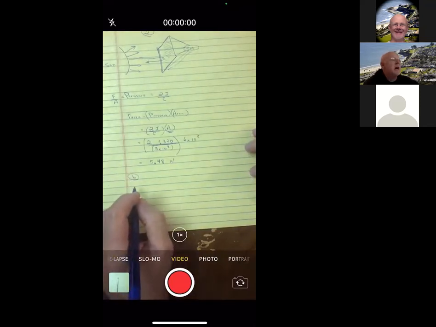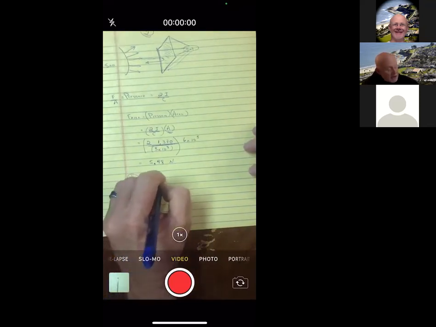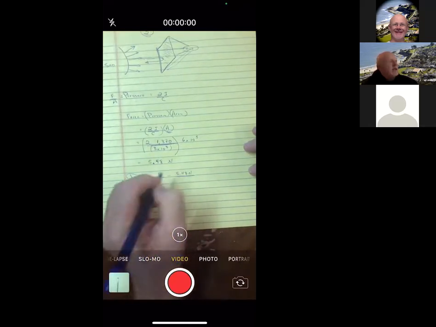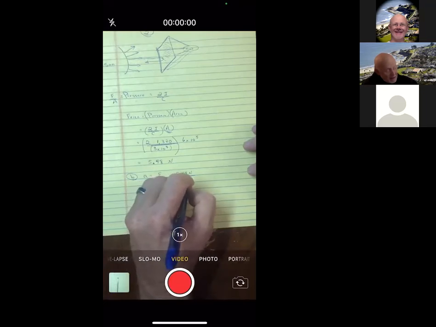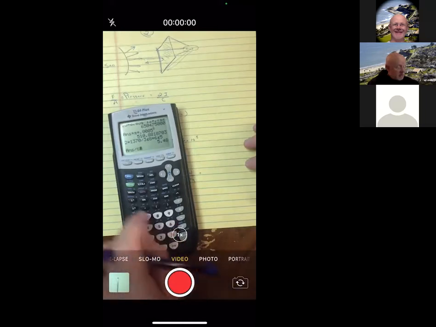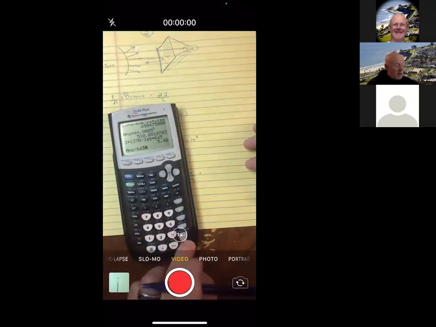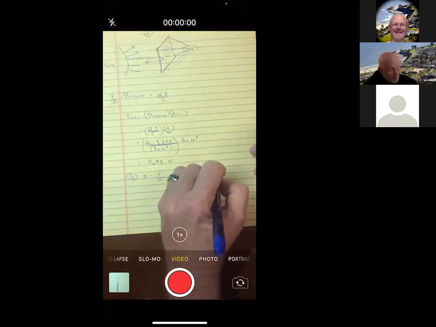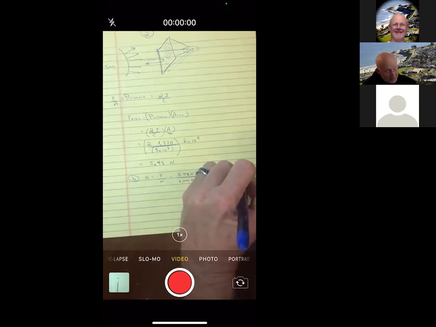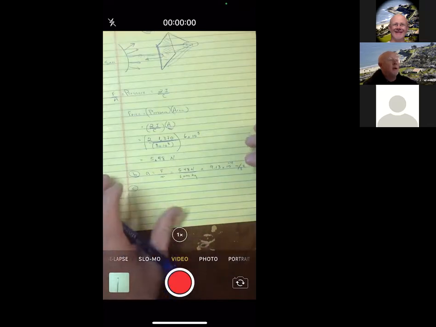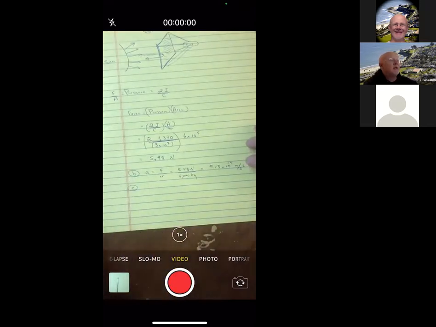What does B say? B says, what is the sail's acceleration? So acceleration is force divided by mass. So the 5.48 newtons divided by this mass of 6,000 kilograms is going to give an incredibly small amount of acceleration: 9.13 times 10 to the negative 4 meters per second squared. So really, really, really small acceleration.